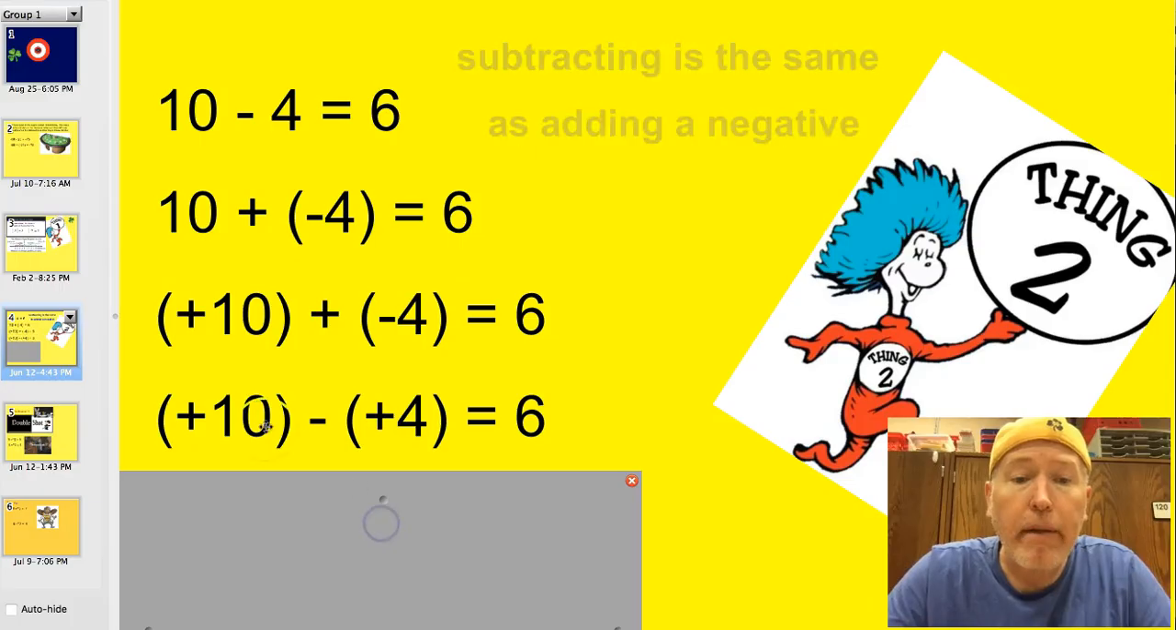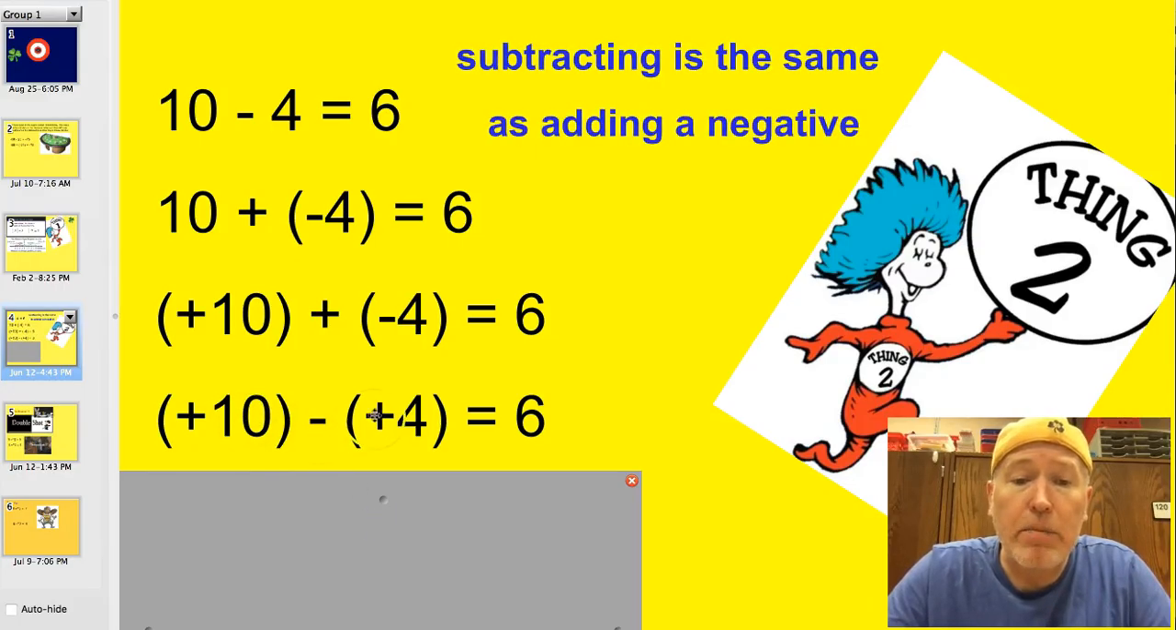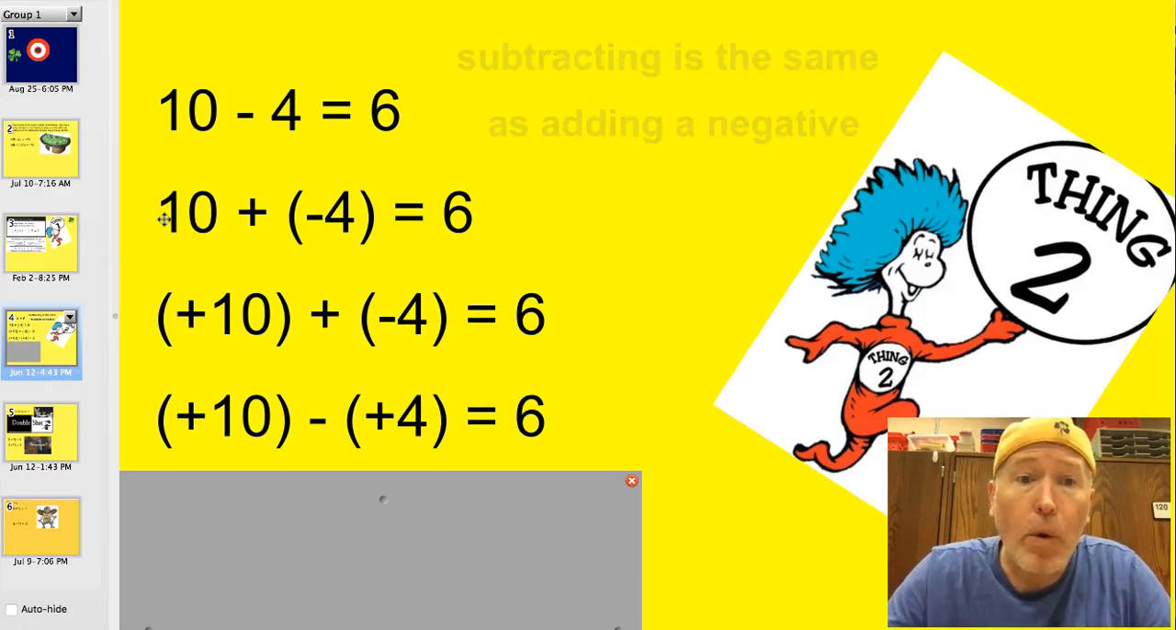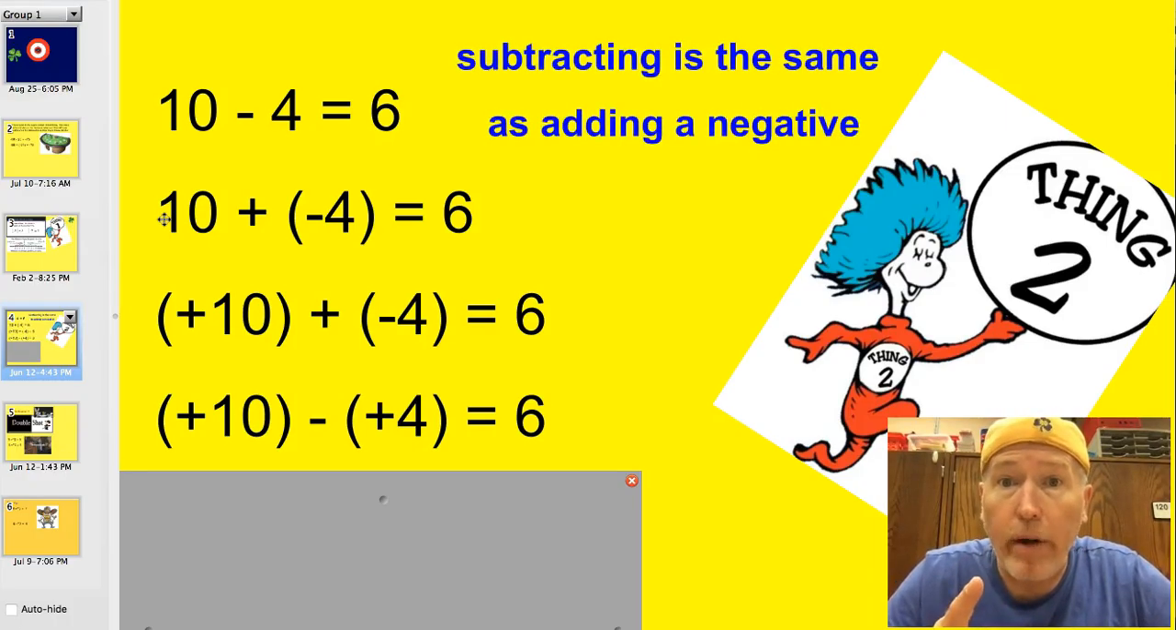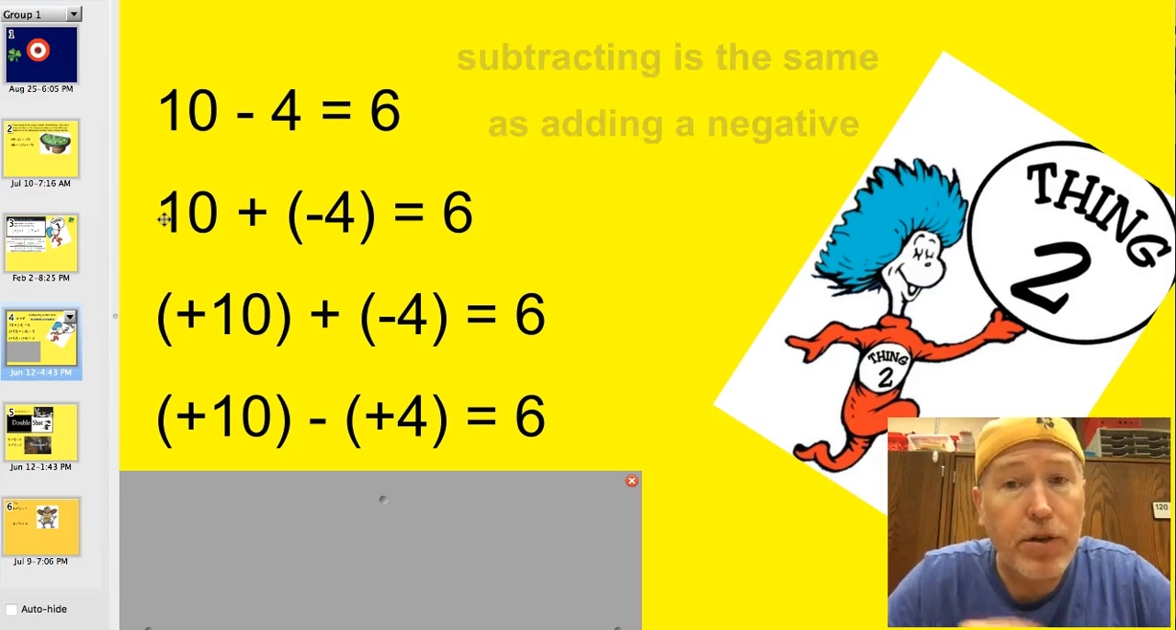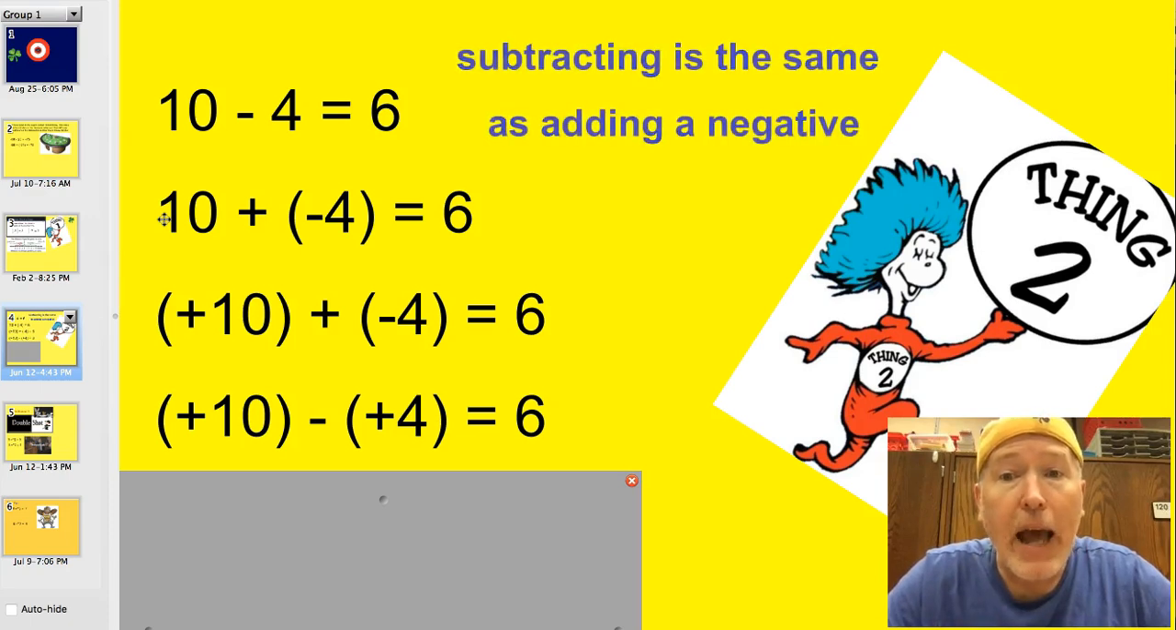Here's another one. Here's a positive 10. We're going to subtract a positive 4. Now, this one is still positive. We just didn't mark it positive. If it's not marked negative, then it is positive. But all of these things are equal. Subtracting is the same thing as adding a negative. You got that down? You got thing 1? Thing 1 was absolute value. Thing 2, subtracting is the same thing as adding a negative.